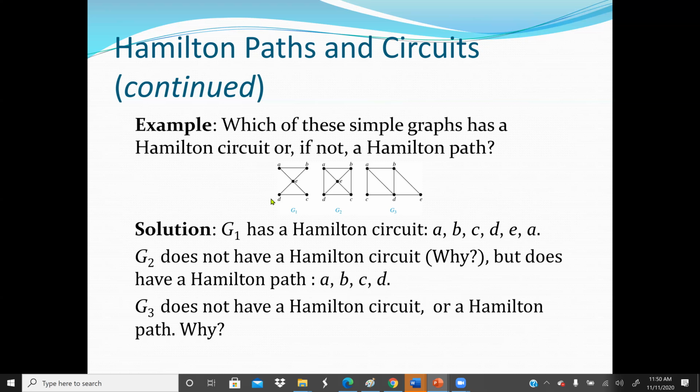Which is again A, B, C, D, then E, A. Now G2 does not have a Hamiltonian circuit, but does have a Hamiltonian path. The Hamiltonian path will be A, B, C, D. The Hamiltonian circuit for G1 is A, B, C, D, E, A. Now G3 does not have a Hamiltonian circuit or a Hamiltonian path.